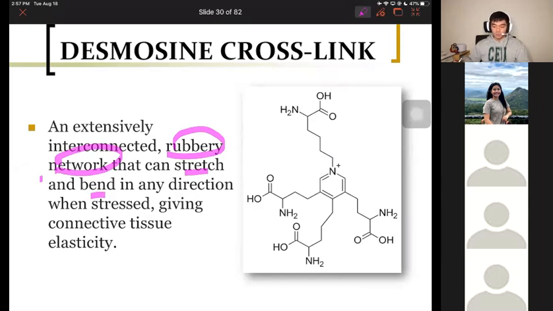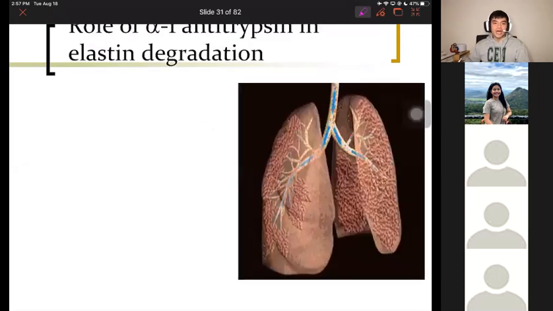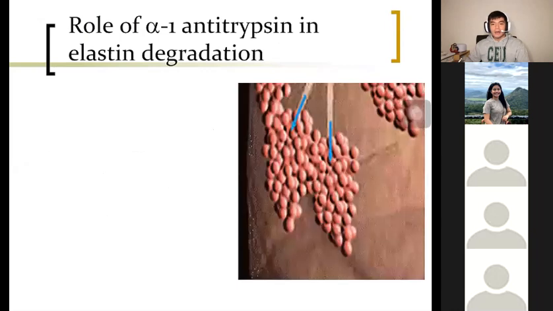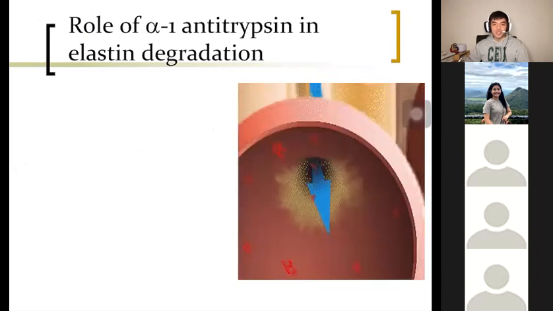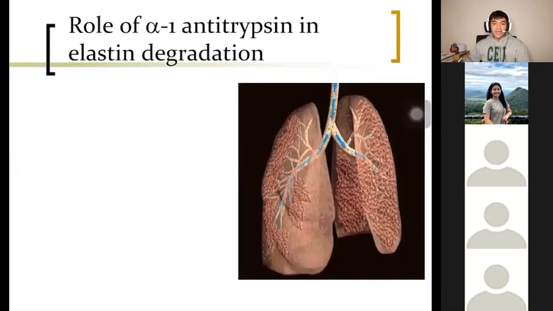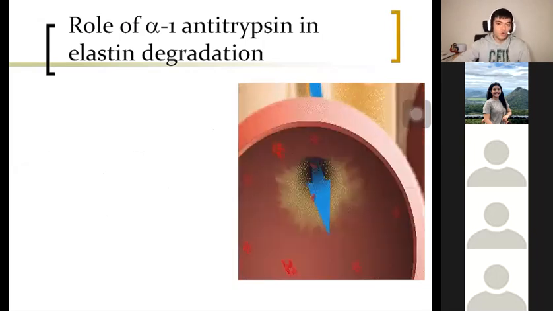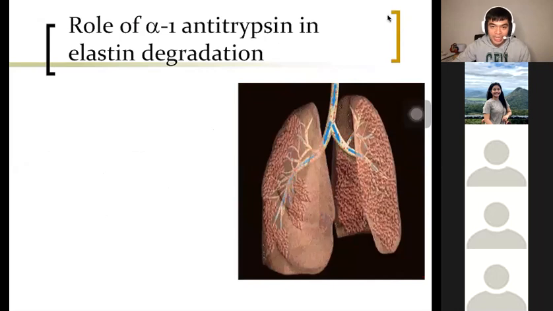So that is desmosine. Remember, elastin is usually present in the lungs, aside from the lungs, in the blood vessels and other connective tissues or ligaments. So in connection to that, let's discuss the function of elastin or the connection of elastin to the lungs and other compositions. So this one, you might be able to relate. Let's check if you can relate to this.